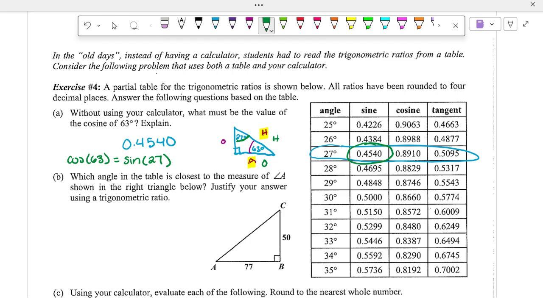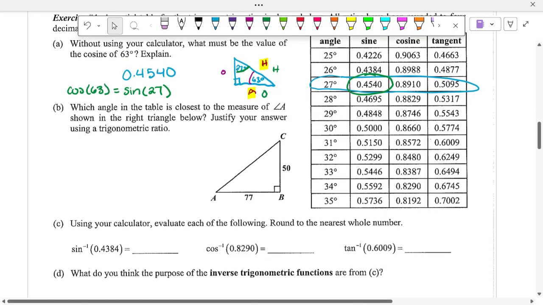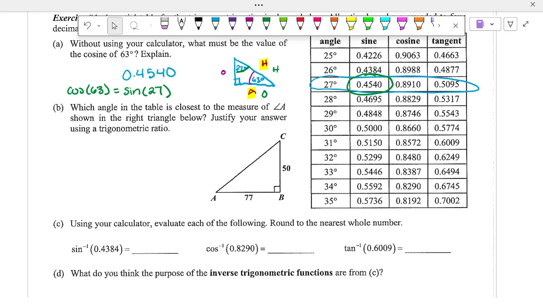All right. Now, let's look at B. Which angle in the table is the closest to the measure of angle A given the right triangle shown below? So before we even start, we need to figure out what trig function we'll be using. For the side that's labeled 50, what is that in relation to A? It's its opposite. What about the 77? That's your adjacent. So we're given the opposite and the adjacent side. So what are we using?